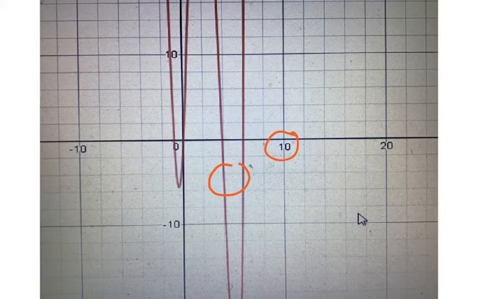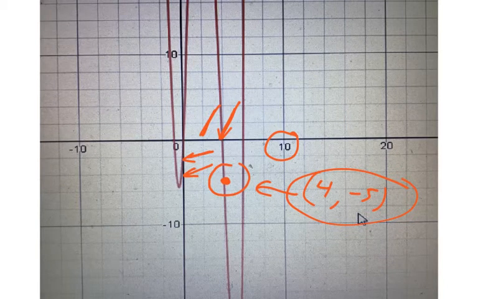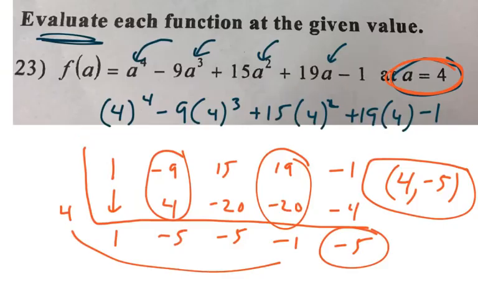Notice my scale. If that's 10, this would be positive 2. This would be positive 4. And if I counted this way, negative 2, negative 4, you could see right there is negative 5. So positive 4 is negative 5 on the graph, right? Pause the video and study this. Make sure of the scale in this case, guys: we're counting by 2's for each square. But 4, negative 5 is exactly what we got here. Okay, let's do another one.